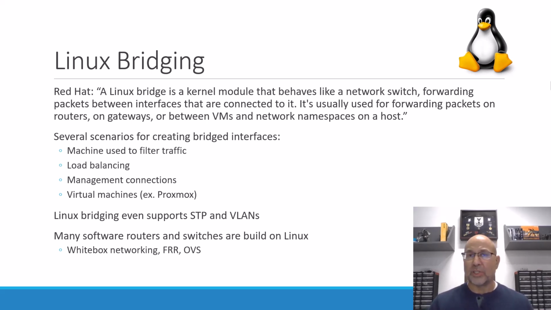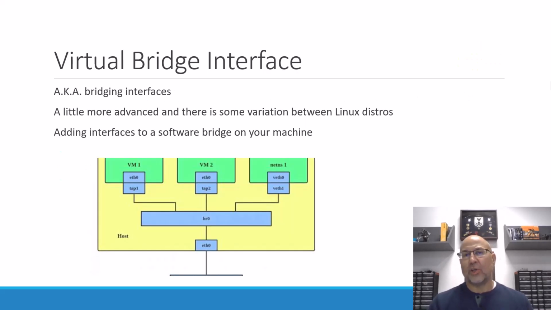Now, when we're doing bridging, we know that physical switches support things like spanning tree protocol and VLANs. Linux bridging does the exact same thing. And there are a number of products that build right on top of Linux. OVS, FRR, white box networking are just some examples. Now, before I show you a little bit about the VM that I built, let's talk just a little bit more about the virtual bridge interface itself.